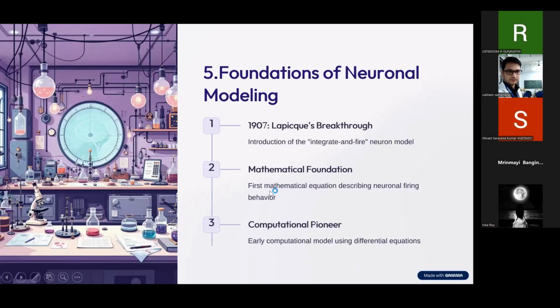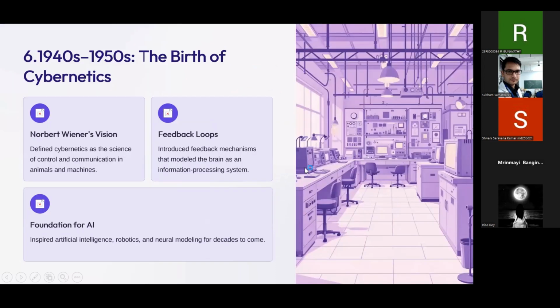Then modeling. Louis Lapicque proposed the first integrate-and-fire neuron model, although it became popular more recently. The very first proposal came in 1907, and he described it using differential equations.